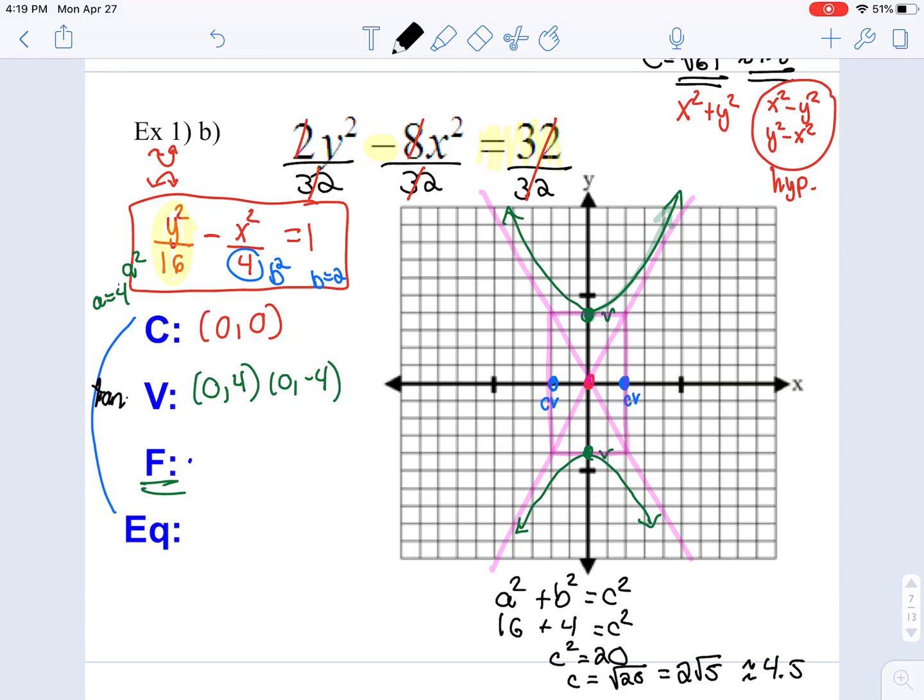Now remember, these all have to be on the same transverse axis. So when I plot these focal points, I'm going to have to go up 4.5 and down 4.5, and put those focus points right inside those hyperbola branches. When I'm naming the focal points, use your simplified but exact value. So I was at 0, positive 2 root 5, and 0, negative 2 root 5. You can do one ordered pair or 2 separate, up to you.